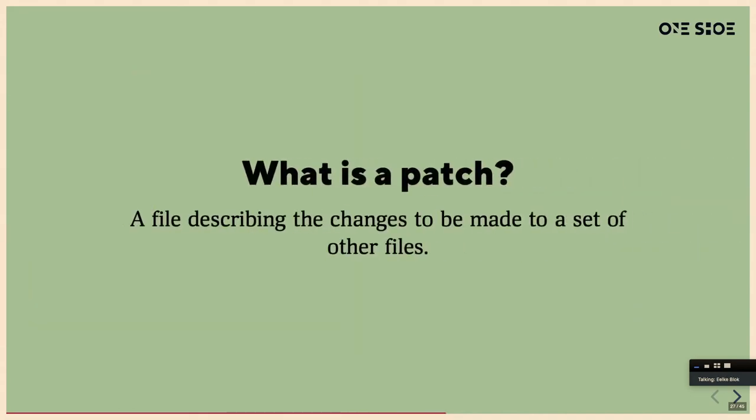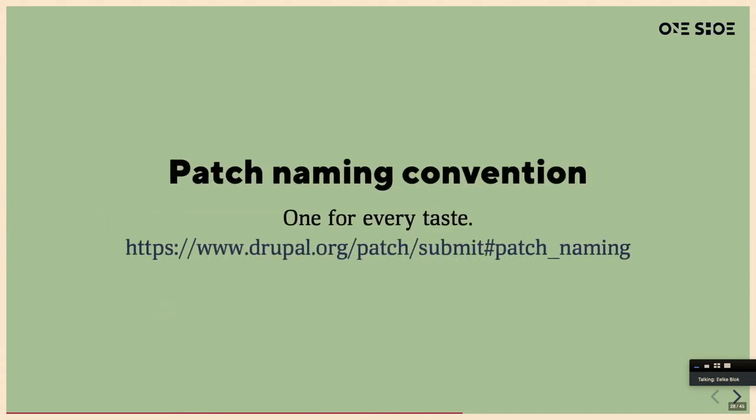Right, then what's a patch? A patch basically is a file describing changes that need to be made to a set of other files. For example, Drupal itself, or a contributed module. We name patches according to a certain convention, and there's actually a naming convention for every taste. If you look on the URL linked here, you'll find that there are actually numerous naming conventions. Basically, pick the one that you prefer most.